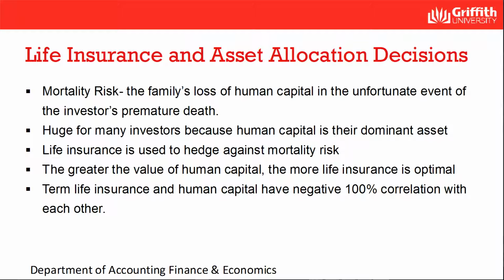So mortality risk is the family's loss of human capital in the unfortunate event of the investor's premature death. It's huge for many investors because human capital is their dominant asset. Life insurance is used to hedge against mortality risk, and the greater the value of human capital, the more life insurance is optimal. Term life insurance and human capital have a negative 100% correlation with each other. So life insurance is the perfect hedge for human capital in the event of death. If one pays off at the end of the year, then the other does not, and vice versa. Thus, the combination of the two provides great diversification to investors' total portfolio.